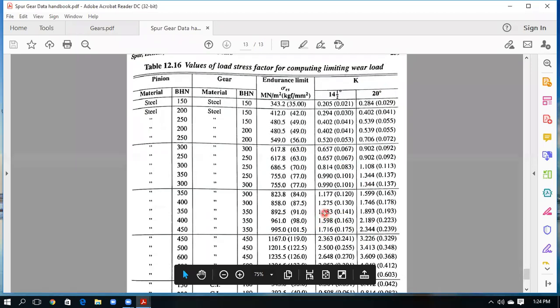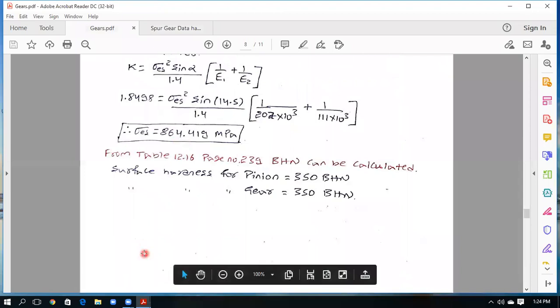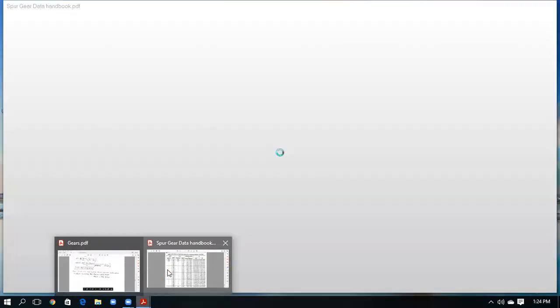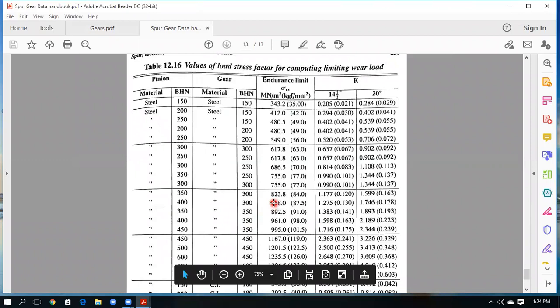And the endurance limit we calculated is 864. After 858, the next 864 is not there, so you can take 892, and this is almost nearer to the K value, so you can select this. According to this, the Brinell hardness number is 350 for pinion, and for gear, the Brinell hardness number is also 350. This is how you need to find them.